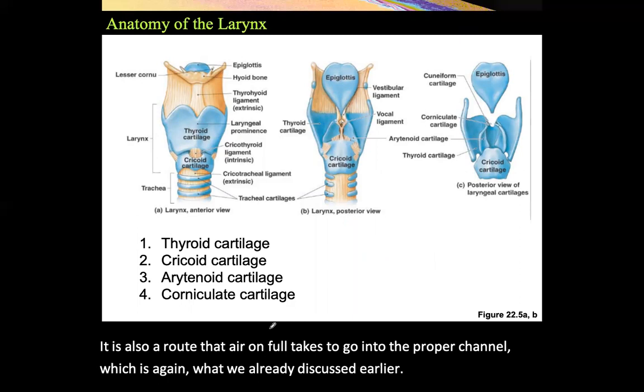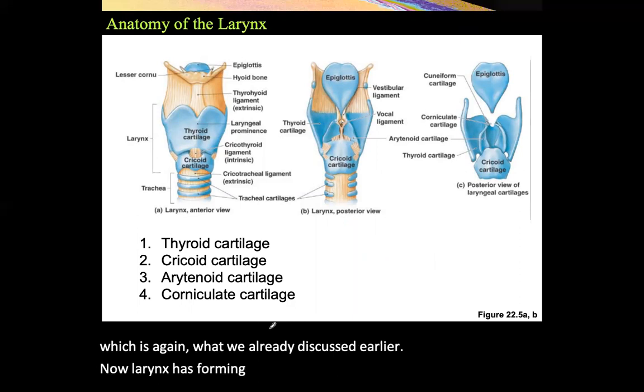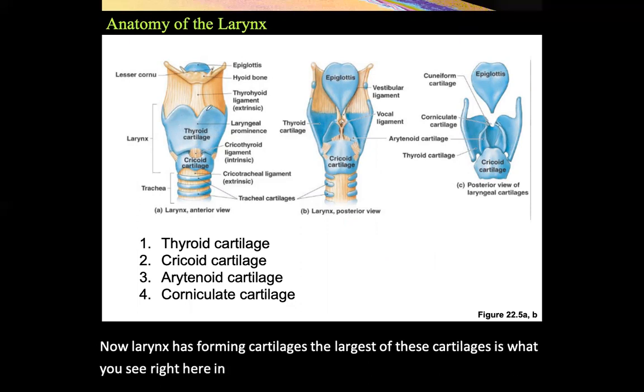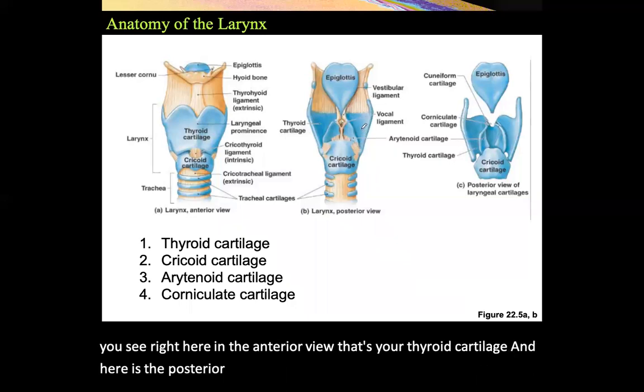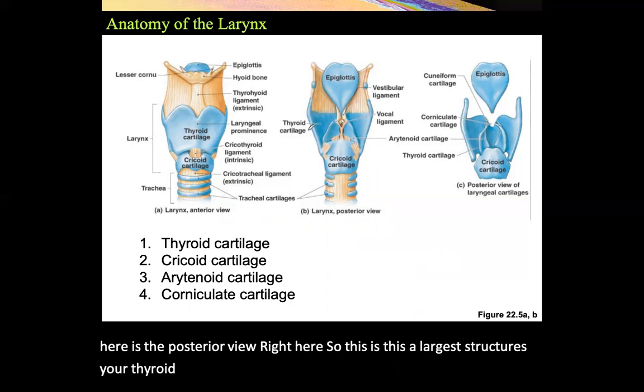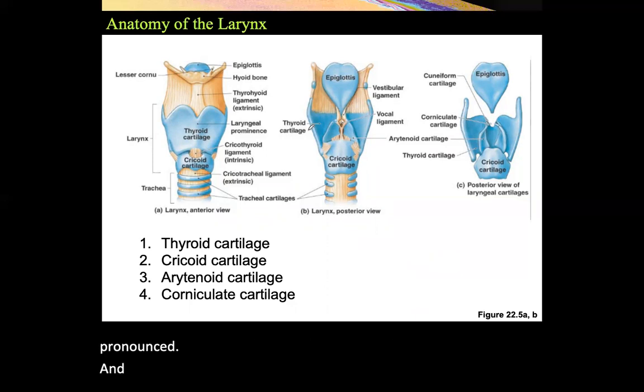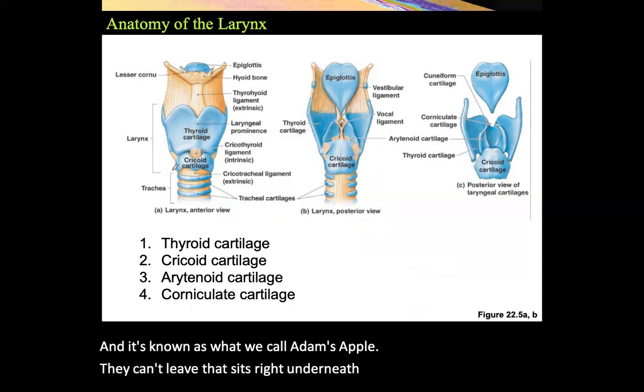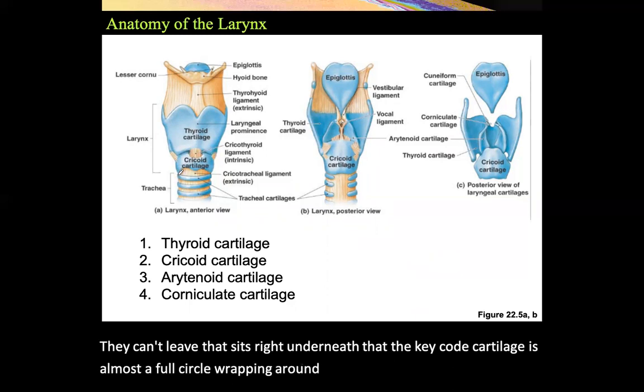Now, larynx has four main cartilages. The largest of these cartilages is what you see right here in the anterior view. That's your thyroid cartilage. And here is the posterior view right here. So this largest structure is your thyroid cartilage. In male, the thyroid cartilage is more pronounced, and it's known as what we call Adam's apple. The cartilage that sits right underneath that, the cricoid cartilage, is almost a full circle wrapping around the vocal cords.